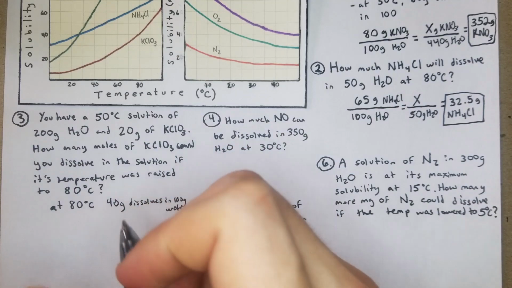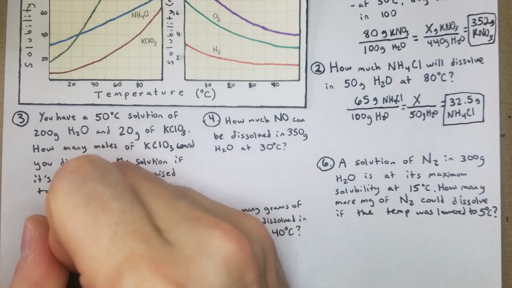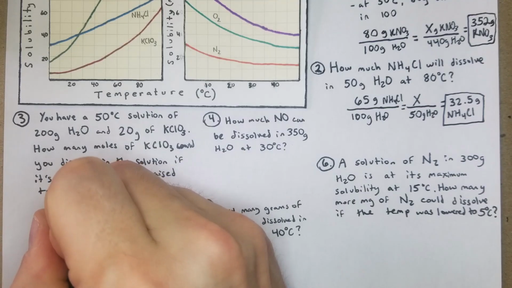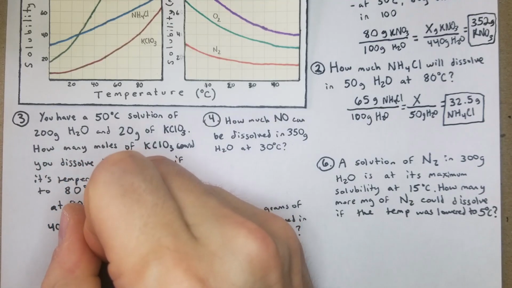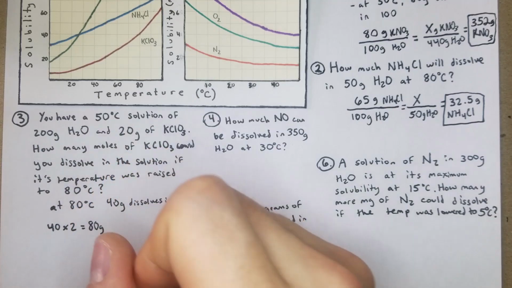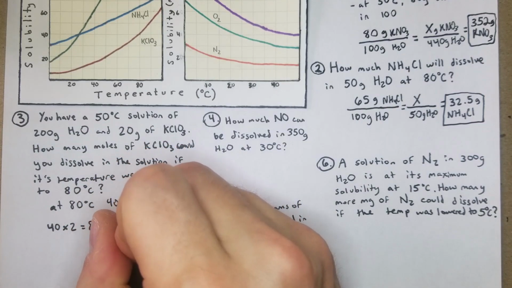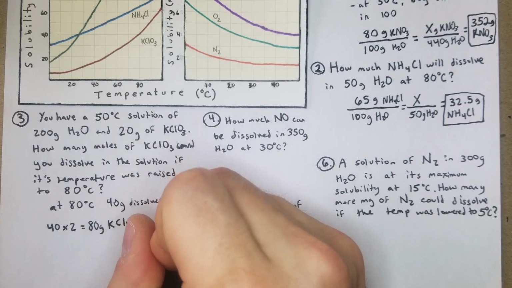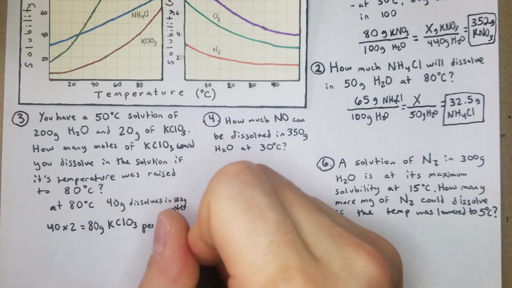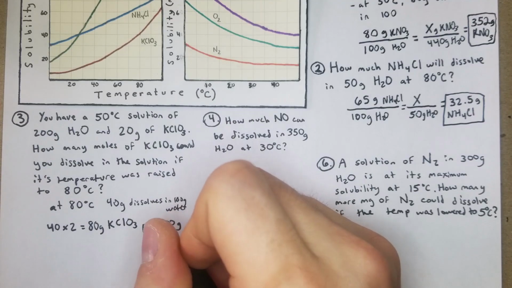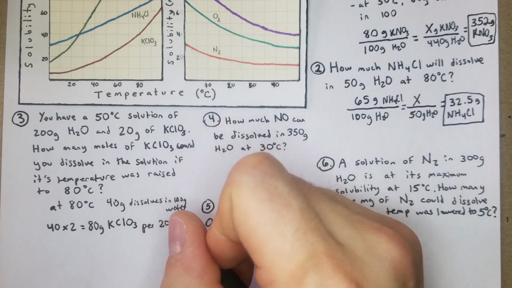So now what we're going to do is we're going to take 40 grams. We're going to do 40 times 2 equals 80 grams. And what we're going to do is KClO3 per 200 grams of water.